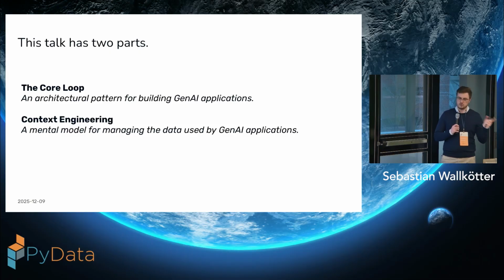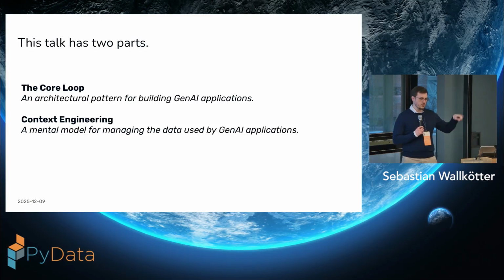And I want to do this in two parts. First, I want to talk about this architectural pattern, which is the core loop. And then in the second half of my talk, I want to talk a bit about context engineering, which is sort of how you specify the metadata that goes into your LLM to actually make it do things.